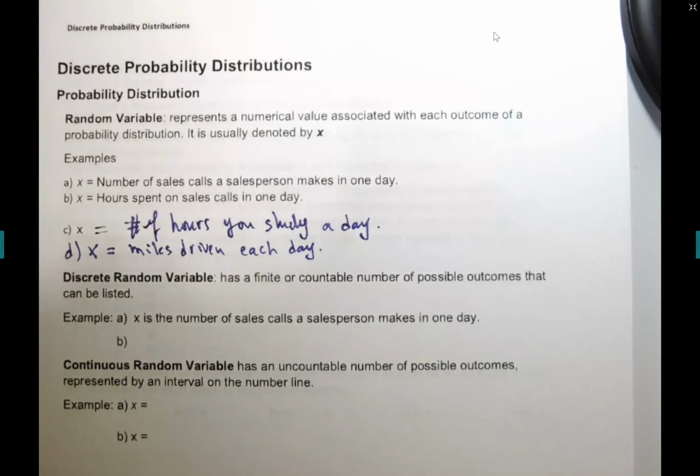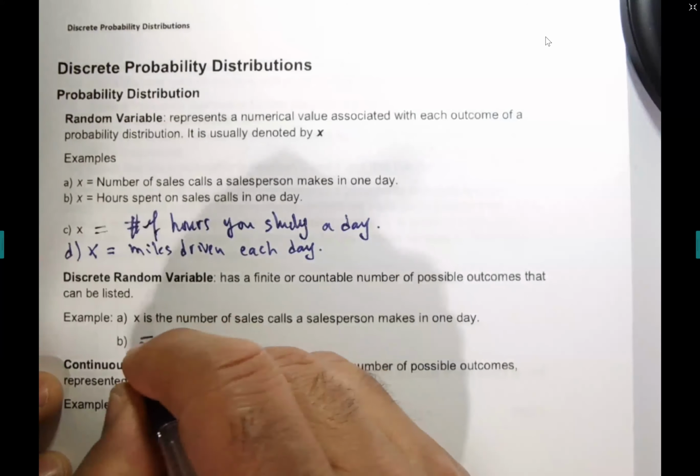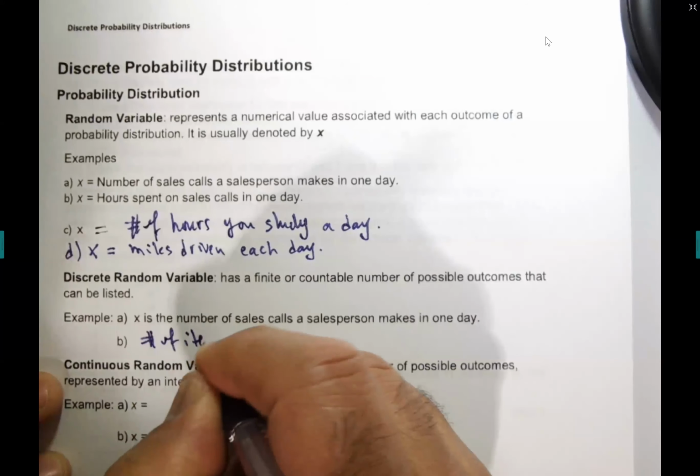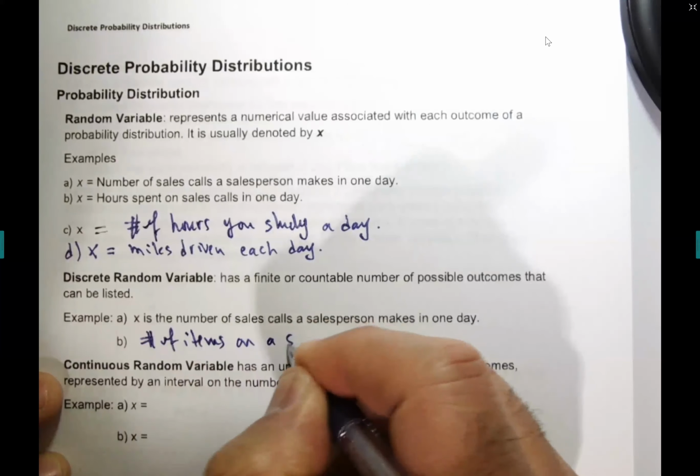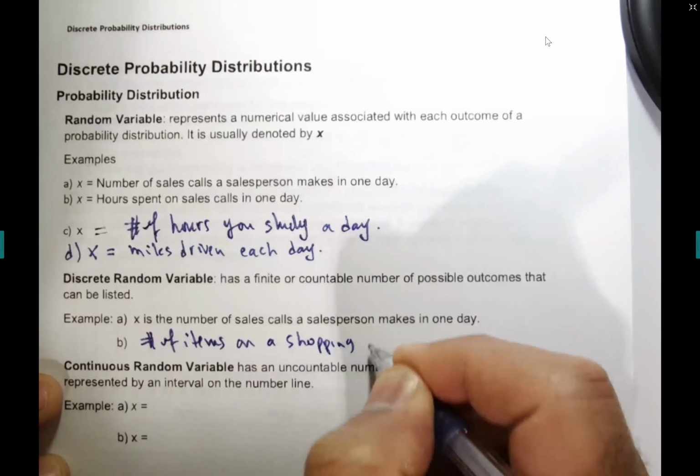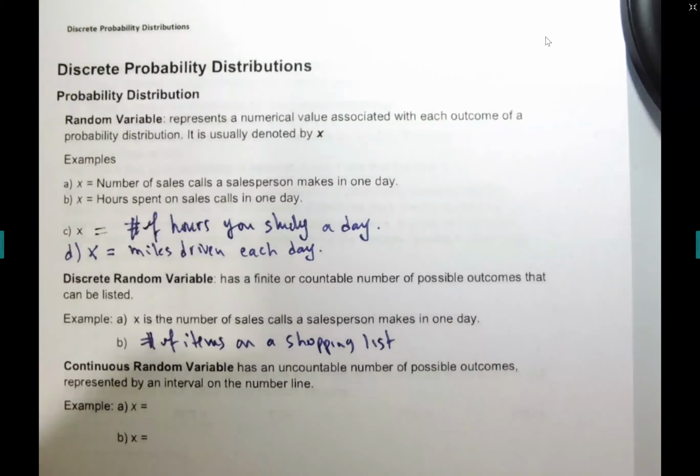Yes. The number of items on a shopping list. Yes, number of items on the shopping list. The shopping list could be empty, 0 items, or 1 item or 2 items or 3 items or 4 items. That is discrete. And this chapter, guys, is about discrete variables. So we're only dealing with variables that we can count as 0, 1, 2, 3, 4, 5, etc.